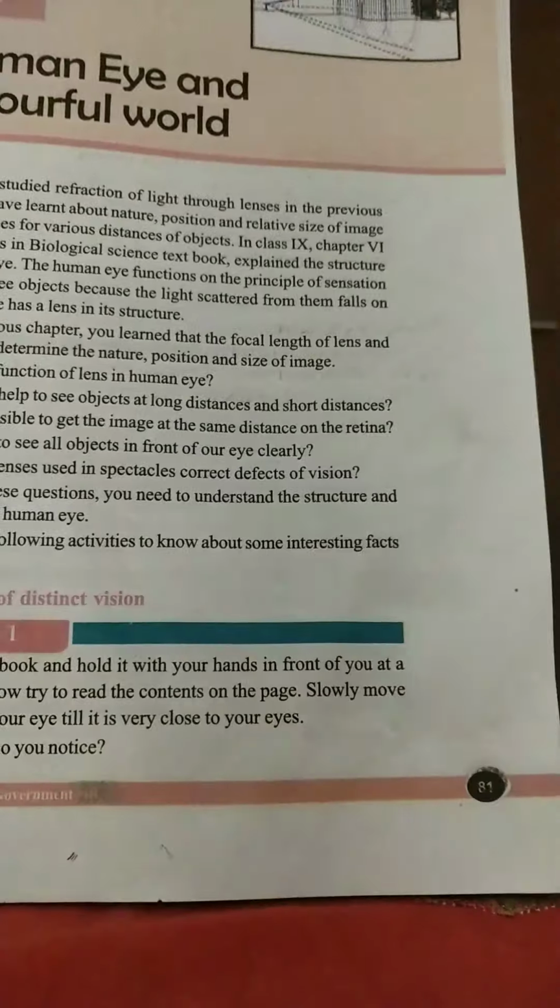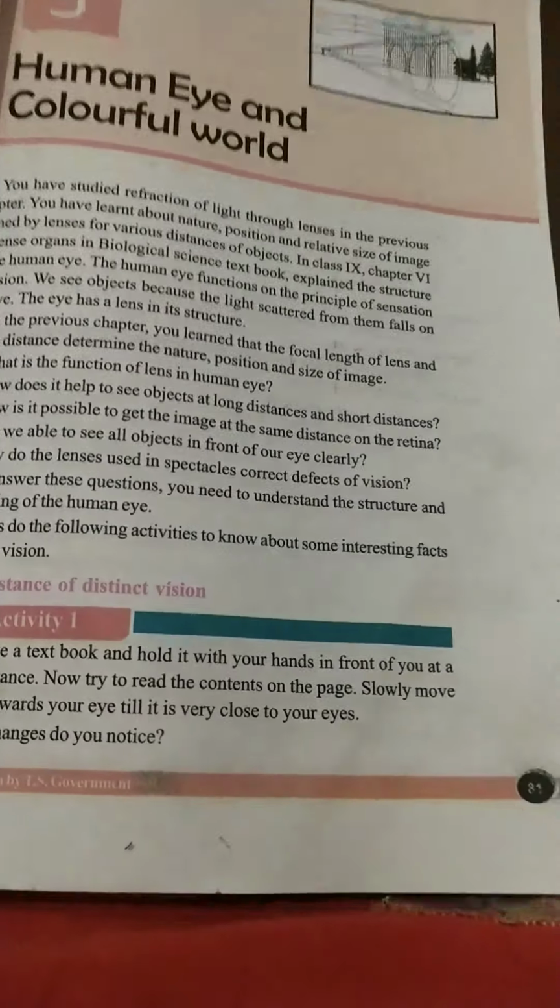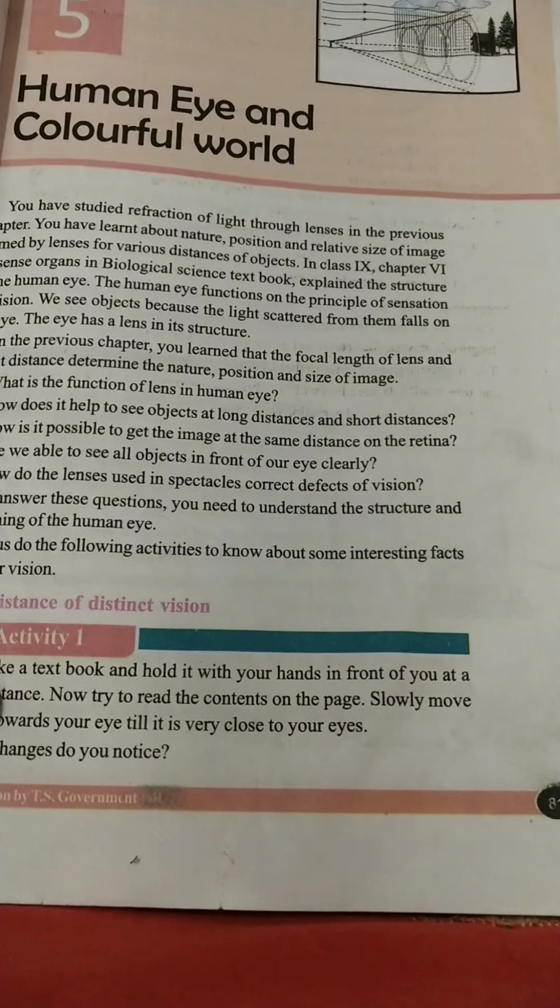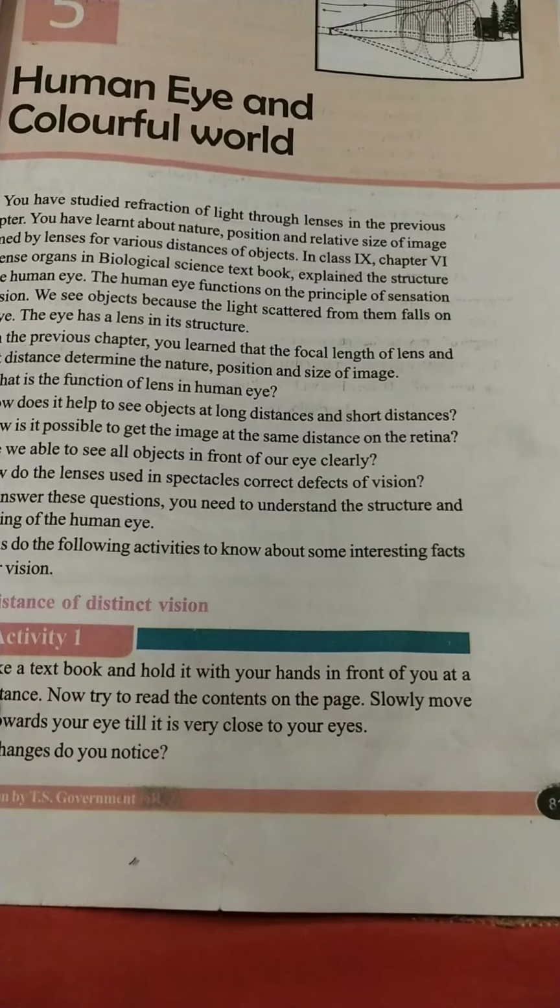In my hand there is one book. In that book you are finding human eye and colorful world. Here I will change the position of the book. Then you can observe the size and clarity of the printed letters of that particular page. Clear? Then we will go for what is least distance of distinct vision.